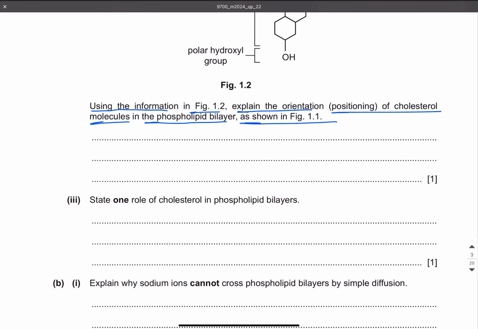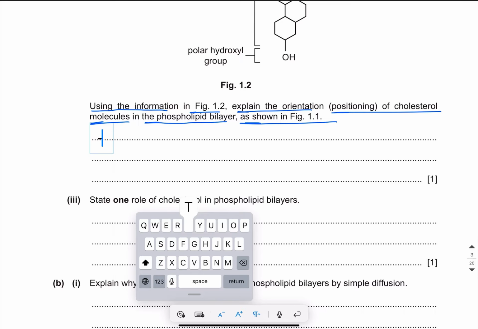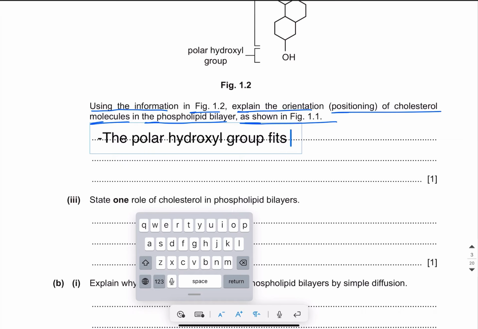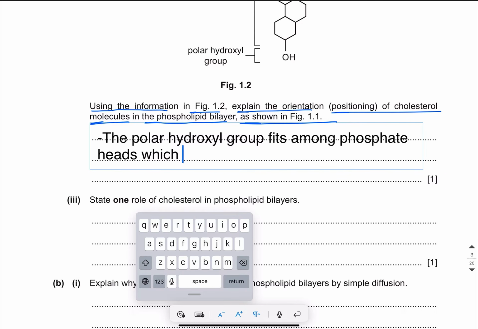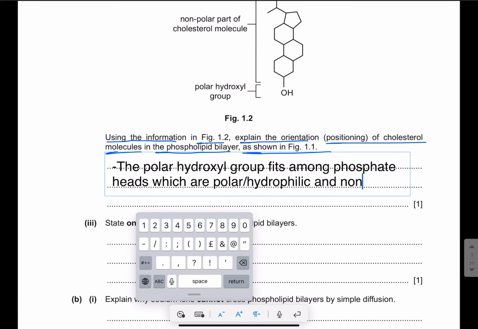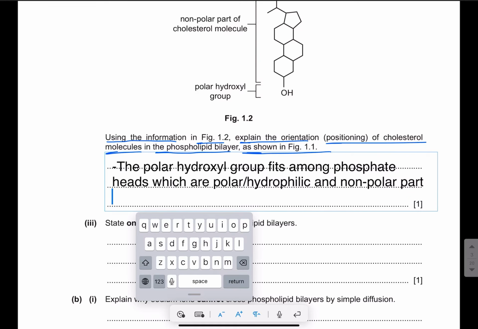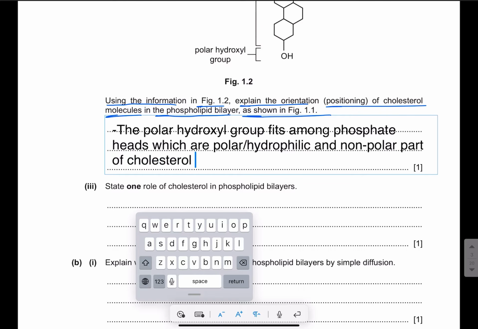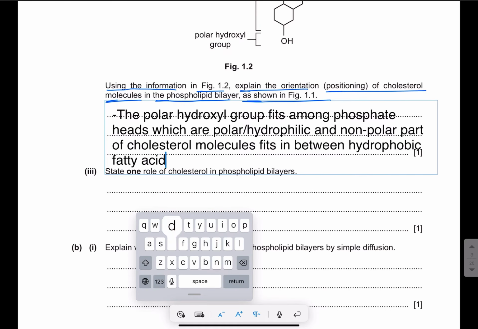So we will write that the OH, or we can say the polar hydroxyl group, fits among phosphate heads which are polar or hydrophilic, and non-polar part of cholesterol molecule fits in between hydrophobic fatty acid tails.